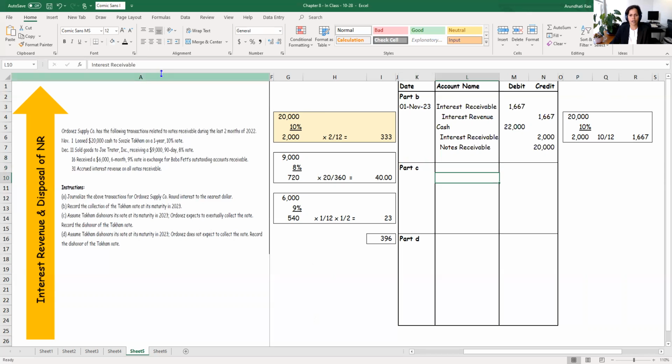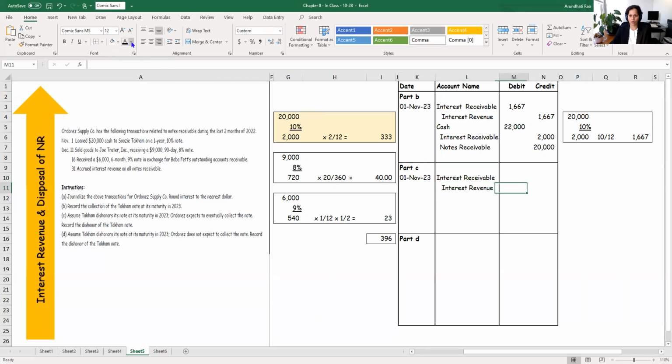I will first do the journal entry. The date is the same, November 1st, the due date of 2023. I'll first do the entry for the accrual of interest for the remaining 10 months, because now this customer owes me the $2,000, the same calculation that was done over here. They owe me that $2,000 and that $20,000, none of which they've paid. So since I'm confident they're going to repay me the money, I debit accounts receivable and I credit interest receivable and the notes receivable.